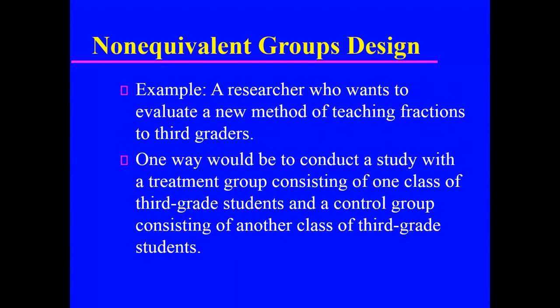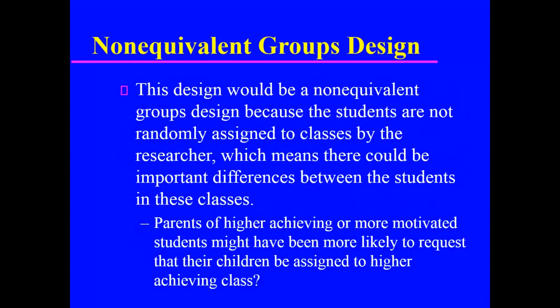So here's my example. A researcher who wants to evaluate a new method of teaching fractions to third graders. So one way is to conduct a study with a treatment group of one class of third graders, and a control group consisting of another third grade class. So you need a control group for this. This would be a non-equivalent group design because the students are not randomly assigned to class.